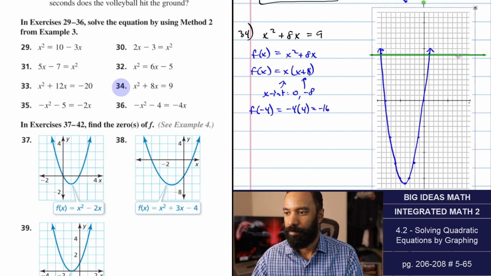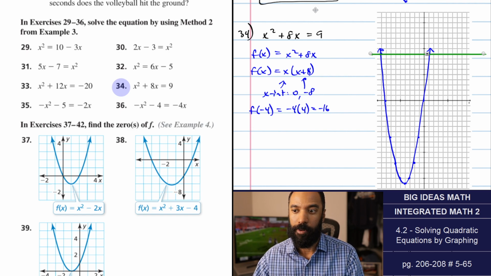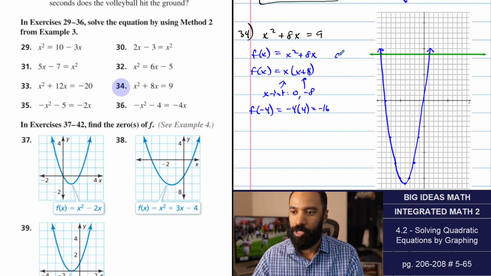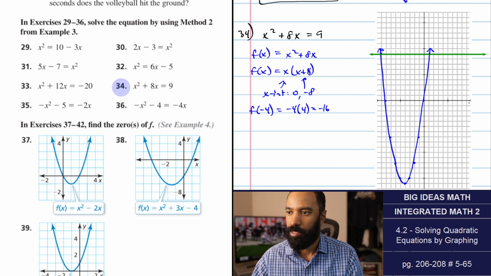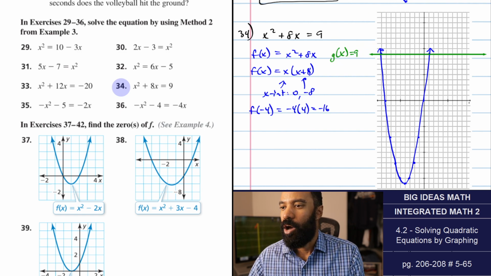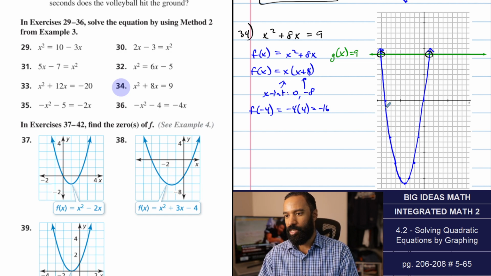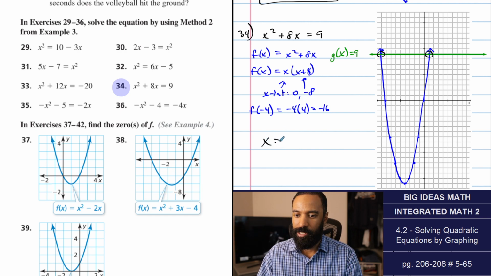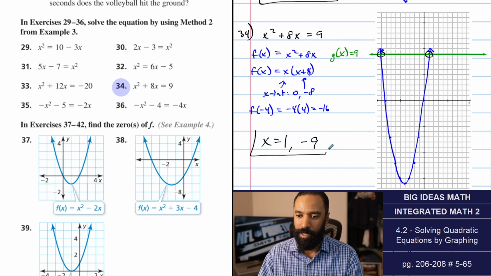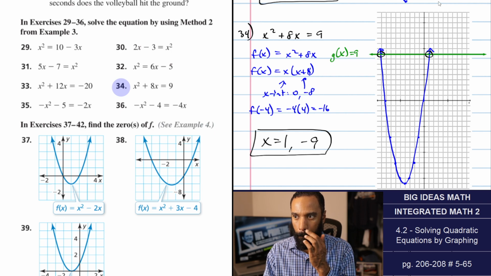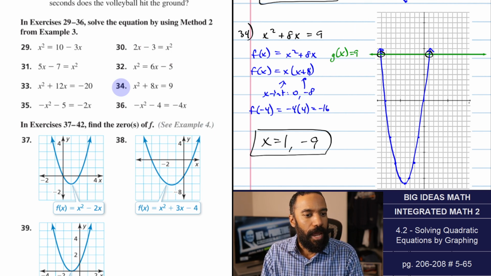They're just flat. It's not slope intercept. Well, it's slope intercept form, but your slope is 0. So g of x equals 9. Okay, where are they crossing? Where are they intersecting with each other? Here, x equals 1 and x equals negative 9. X equals 1 and negative 9. Those are your values. Okay, number 35.